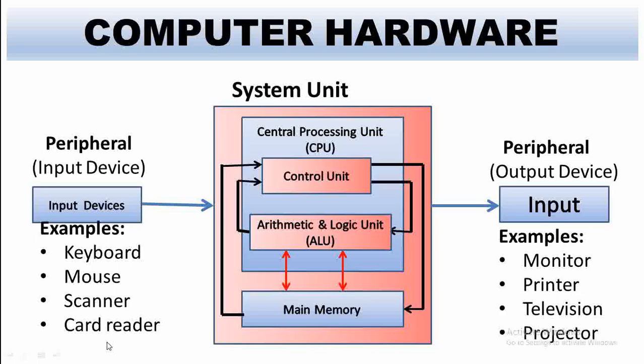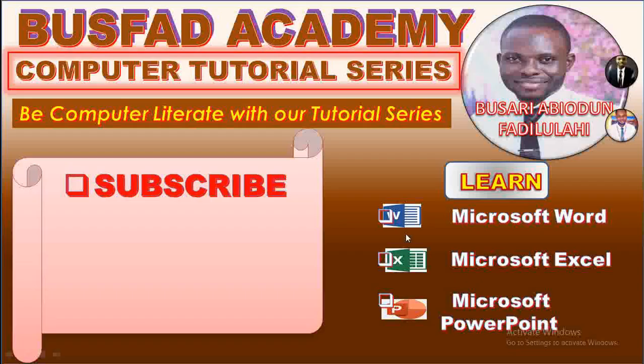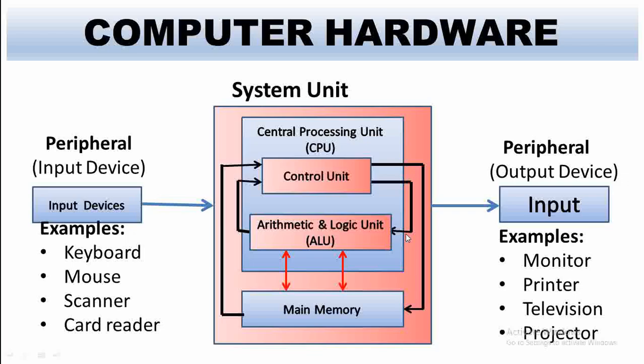Those are the input devices because we use them to send data into the computer system, while the computer screen we are looking at to read everything, which is the monitor, is an example of an output device. The printer is an output device, and the same goes for the projector. If you are talking about the system unit, inside it is where we have the central processing unit, that is the CPU, and the main memory.